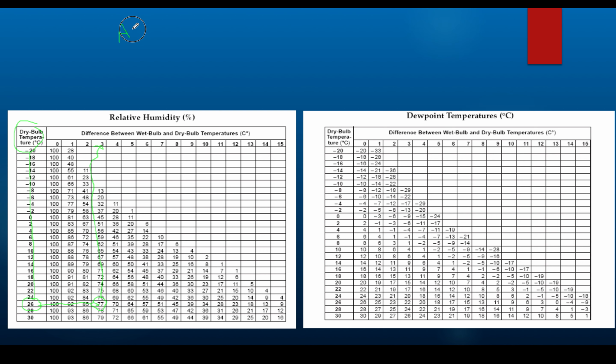So the air temp is the same thing as saying the dry bulb. It is 26 degrees Celsius.